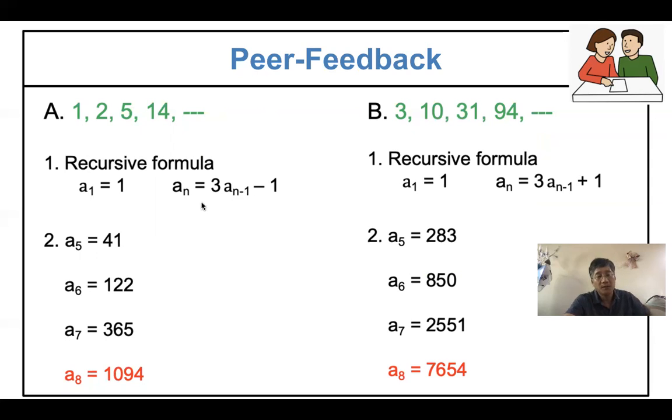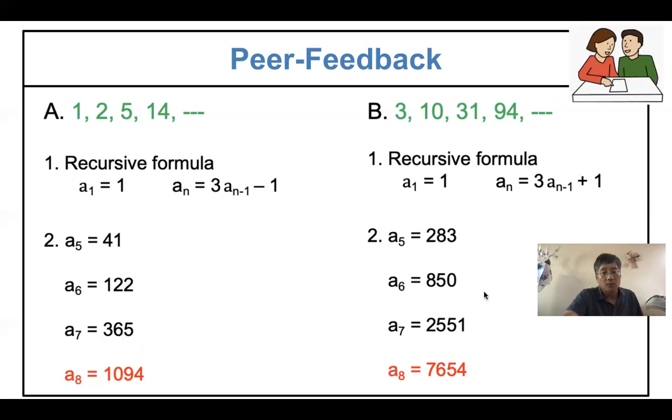If you keep doing like this, you get the next ones up to the eighth term: 41, 122, 365, 1094. So you cannot jump to the eighth term directly, right? To do so, what should you do? You cannot find any explicit formula of this kind. So you better just go one at a time.